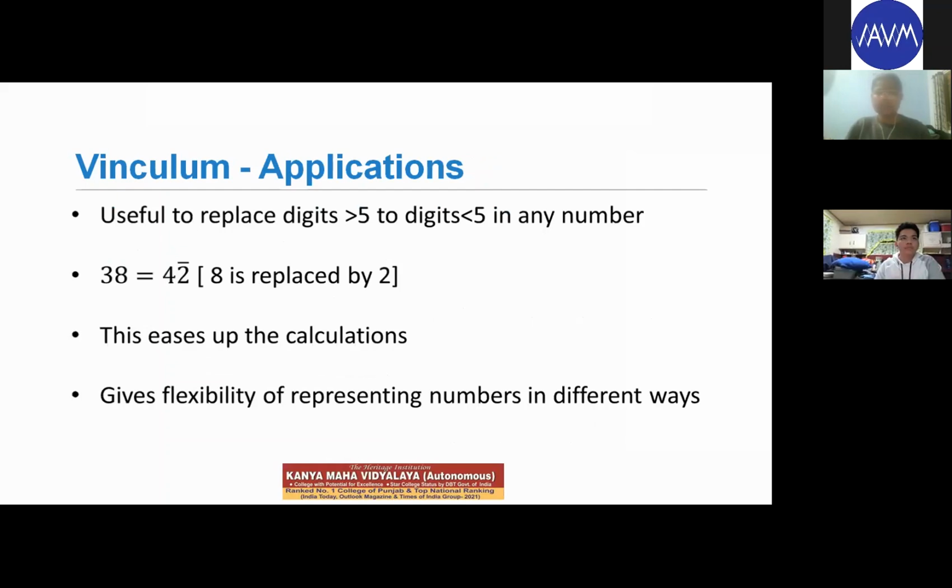So now, there might be again a question in your mind: why should we use Vinculum instead of all the conventional methods which you have been learning since your childhood till now? You have practiced a lot of methods for subtraction and arithmetic operations. So why Vinculum? This is why we should use it, because it is useful whenever we have to replace the digits which are greater than 5 with digits which are less than 5 in any number.